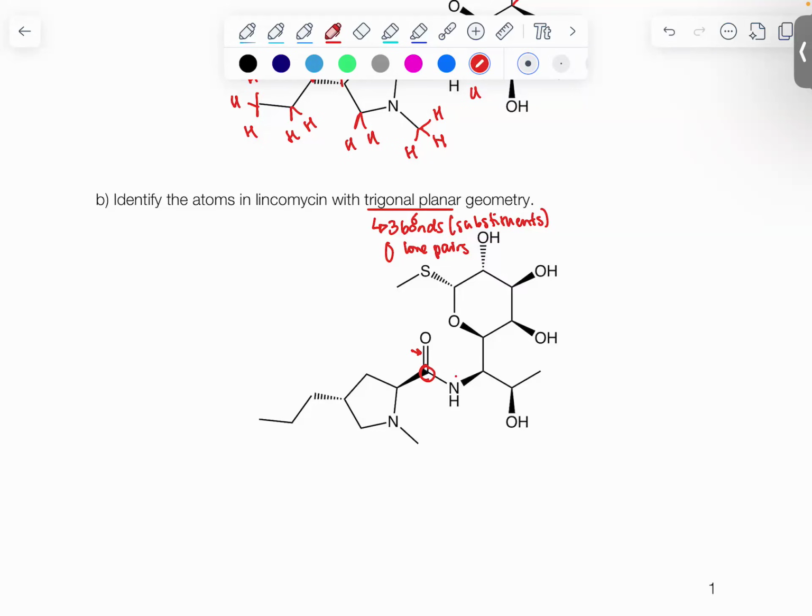And so this one might catch you off guard. Why is this nitrogen trigonal planar? Well, it's trigonal planar because there's a resonance form of this molecule that looks like this, where we do have 3 bonds and no lone pairs. And so when you see this functional group, which you should recognize as an amide, those nitrogens will be trigonal planar.